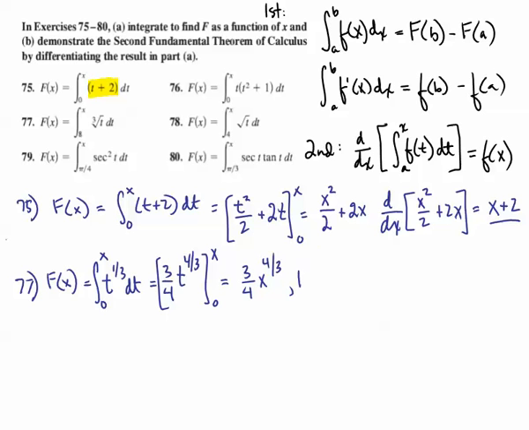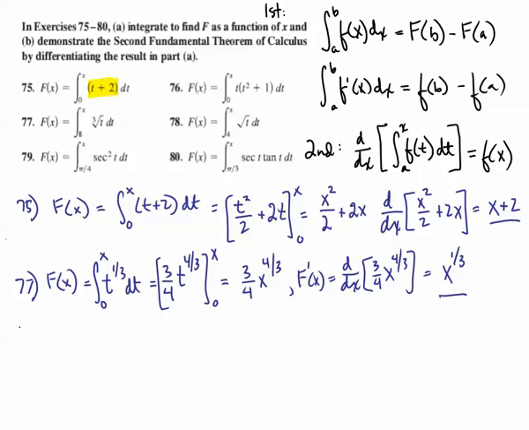Now, what we want to do is take the derivative of that. So we'll say f prime of x is just the derivative of what we just found. When we bring down the 4/3, it is going to multiply times 3/4. They're reciprocals, so that product is going to be 1. And we reduce the exponent from 4/3 by 1, and we end up with x to the 1/3, which is essentially what we had as the integrand previously.